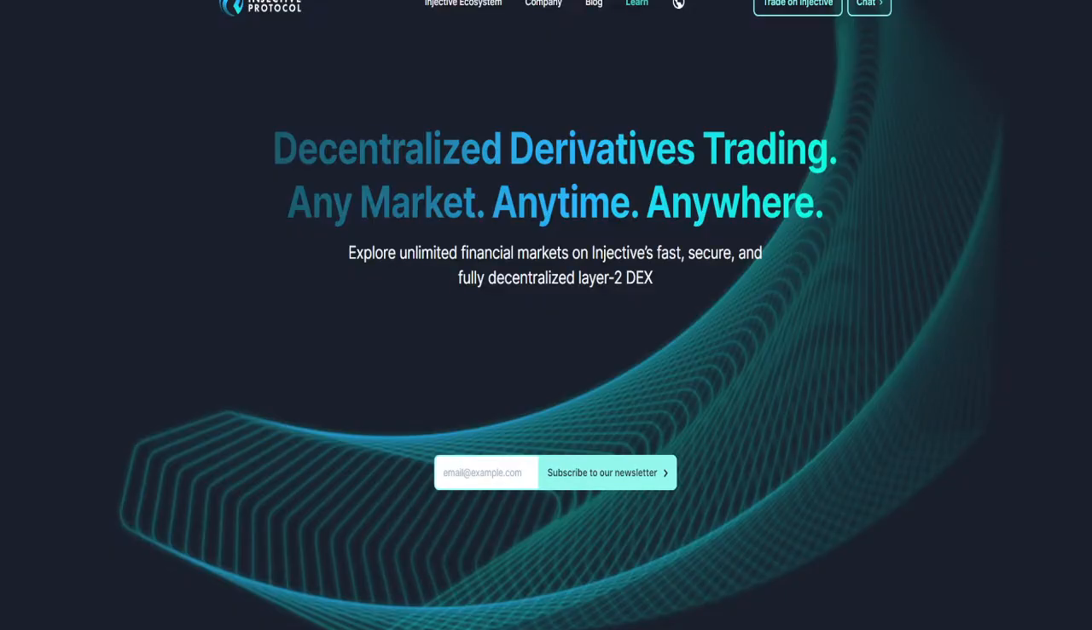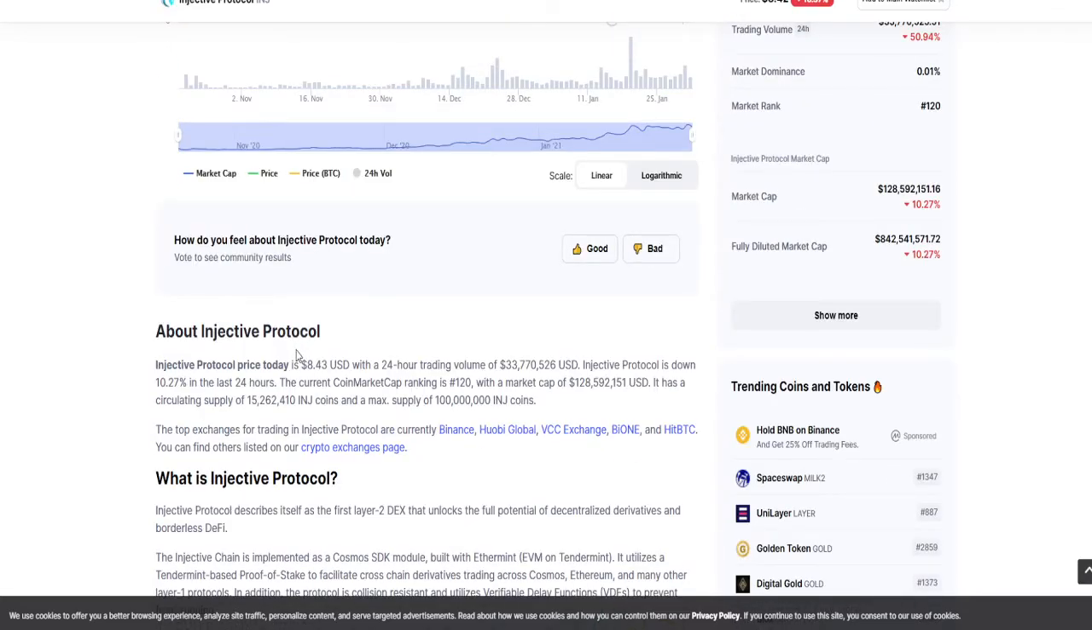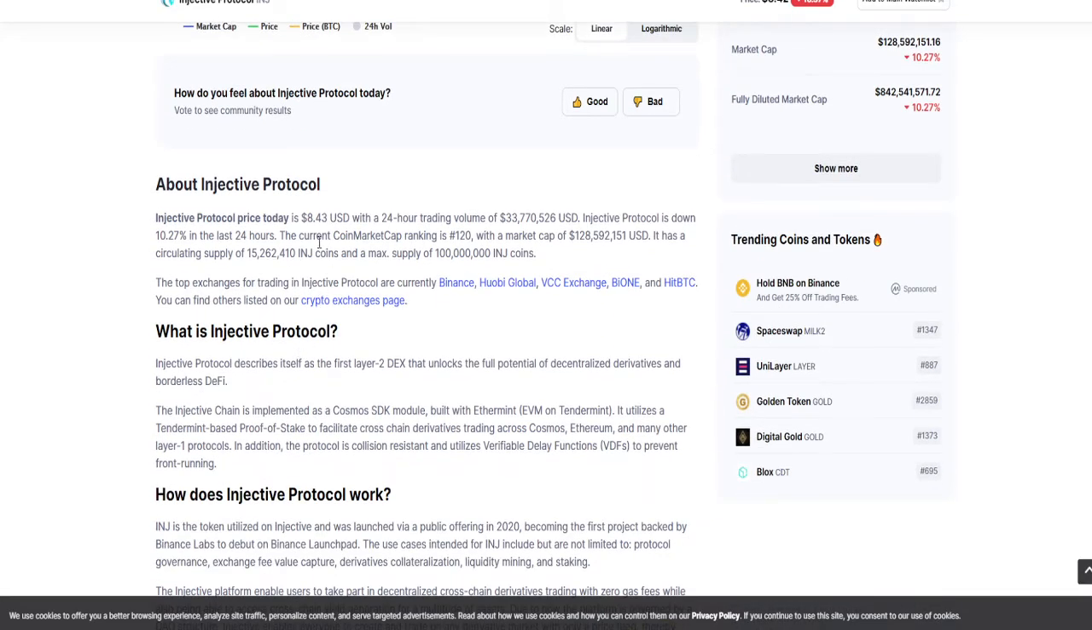Today we're going to talk about the Injective Protocol. That's right, Injective Protocol. What is it? Well, Injective Protocol describes itself as the first layer 2 DEX that unlocks the full potential of decentralized derivatives and borderless DeFi. The Injective Chain is implemented as a Cosmos SDK module built with Ethermint EVM on Tendermint.